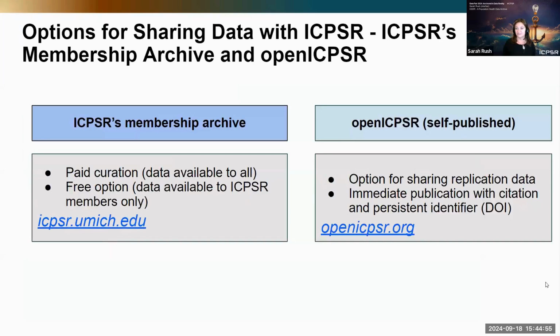And next slide. ICPSR also has a membership archive, which is supported by membership funds. Within this archive, there's both a paid option and a free option for sharing data. And finally, ICPSR has a self-publishing archive called openICPSR. This option is best for replication data and is not recommended for sensitive data. It can be a good option if you need to make your data available very quickly.